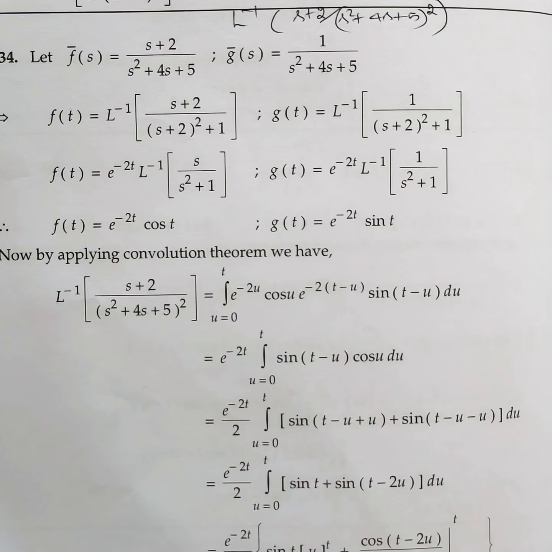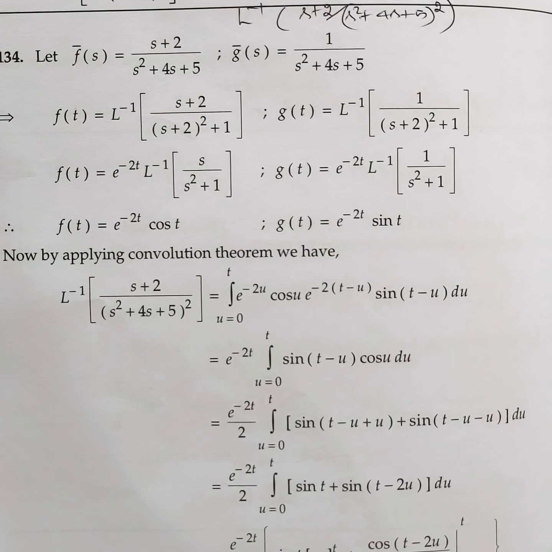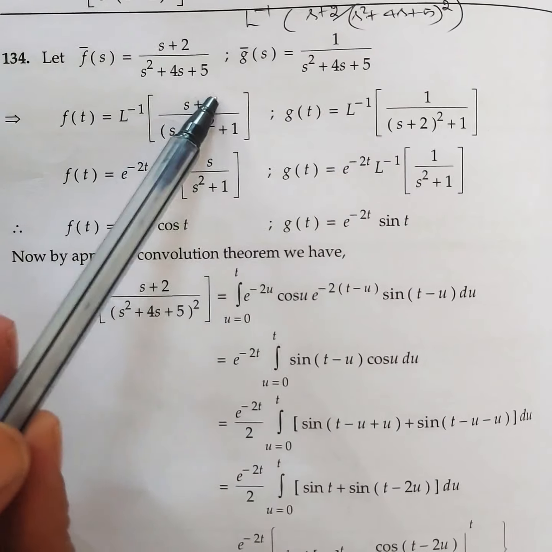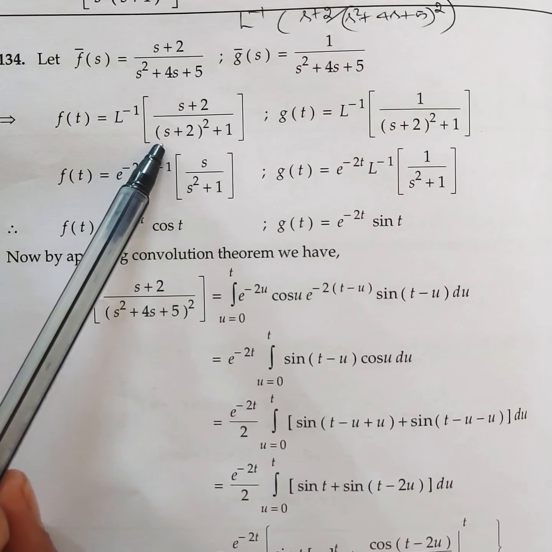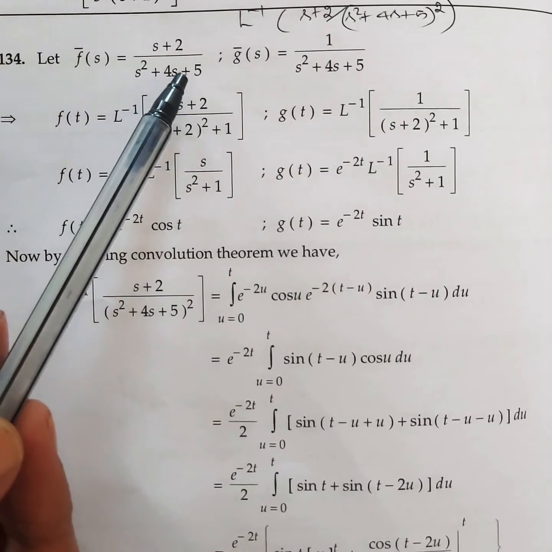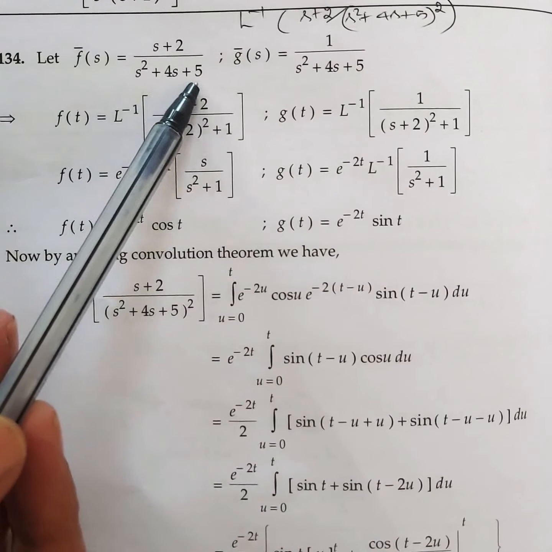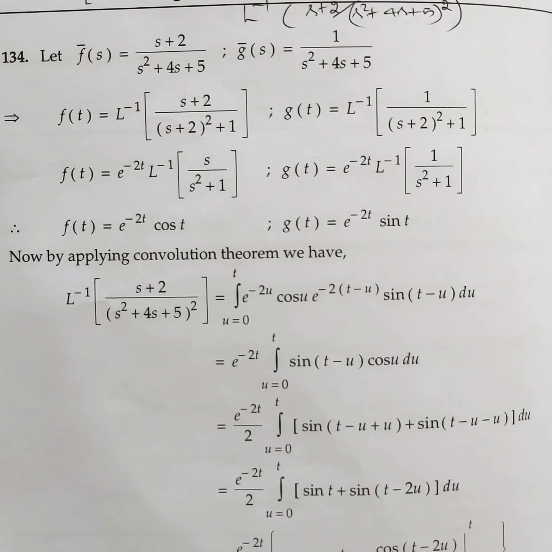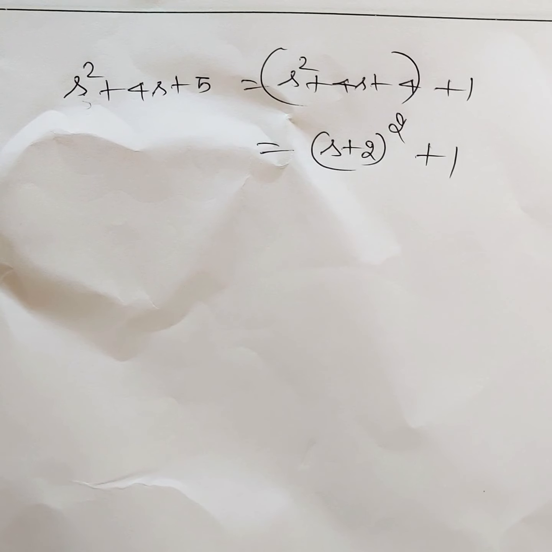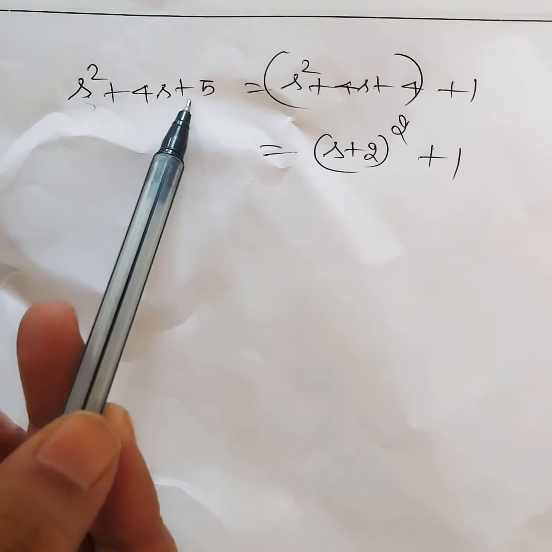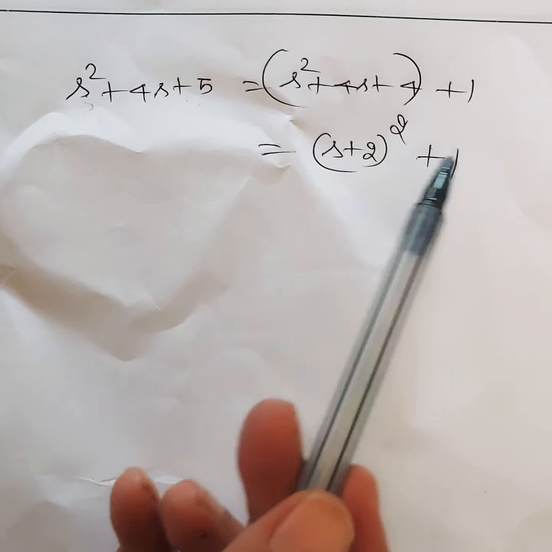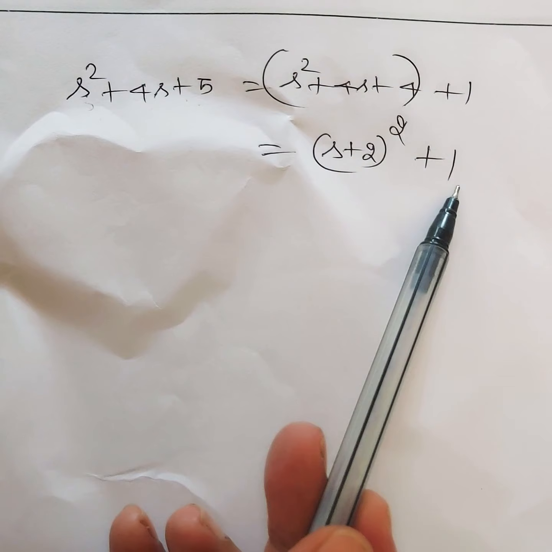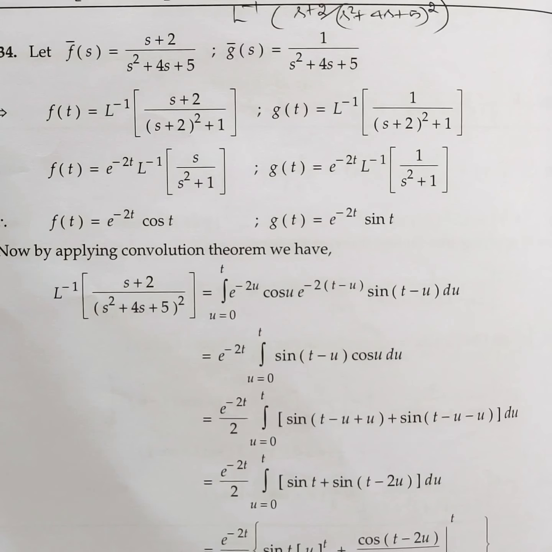Now, these types of problems you have seen already in the previous videos, that is the shifting rule and all those things. So, the denominator, if it is a quadratic equation, you can complete the square, right, s square plus 4s plus 4 plus 1. So, when I write plus 4, it is nothing but s plus 2 the whole square. Now you can see this. So s square plus 4s plus 5, 5 I can split as 4 plus 1, this I can write as s plus 2 the whole square, and this term plus 1 as it is.